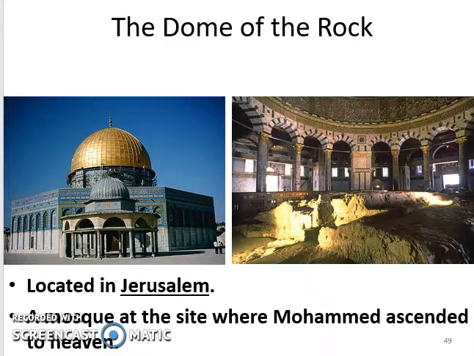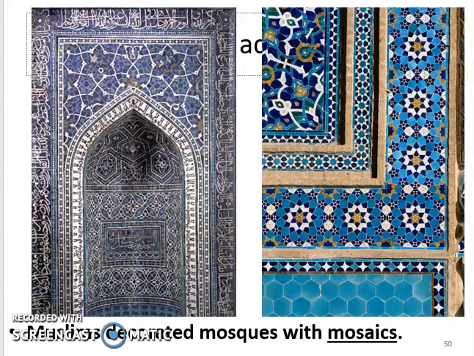Some of the things of note are the creation of the Dome of the Rock, located in Jerusalem. We mentioned this in the last video. A mosque at the site where Muhammad ascended into heaven. You'll also notice all on the outside of this especially, you'll notice many of the mosaics. And mosaics are often how Muslims decorated mosques.